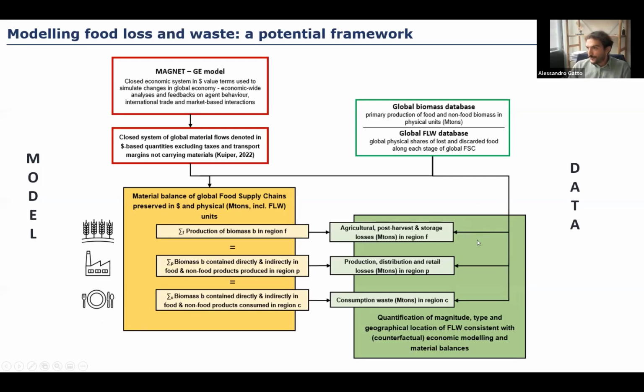And at the same time, we basically merge our food loss and waste database, which reports the shares of lost or discarded food across the different stages of the supply chain. We associate these stages reported in the database to the 3-step tracing we do in the modeling part. So the agricultural losses and post-harvest losses are associated to primary production. Manufacturing and distribution and retail is associated to intermediate production, while consumption waste is associated to final consumption.